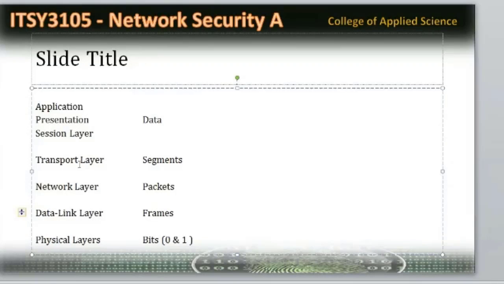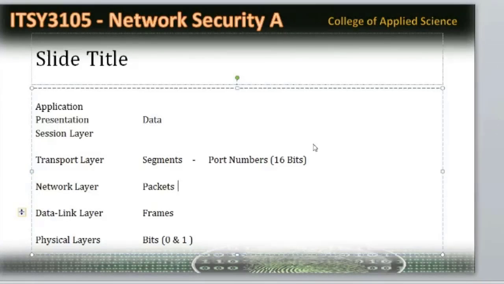Now, in the transport layer, you will have port numbers. So the port numbers will be used. What is the length of the port numbers? 16 bits.